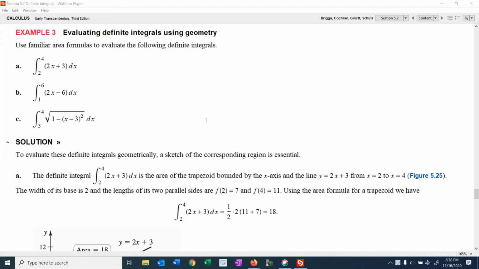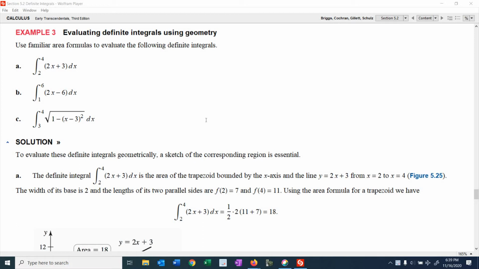Hello again. In this video, we're going to go over some examples where we evaluate definite integrals using geometry. Now at this point, we have two different ways of evaluating definite integrals. One way is by appealing to the limit definition of the definite integral. But obviously this is a difficult way of finding definite integrals because it requires us to find a limit.